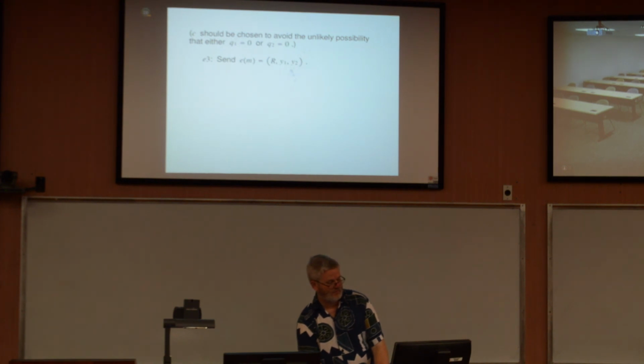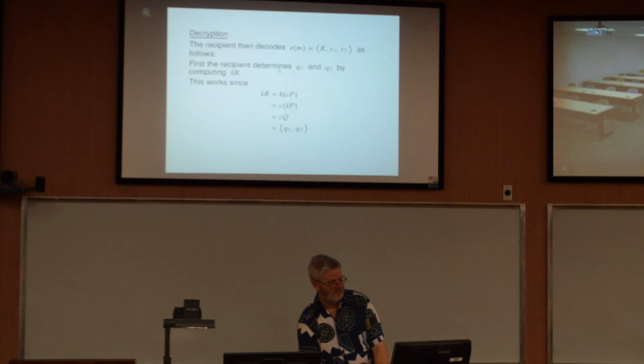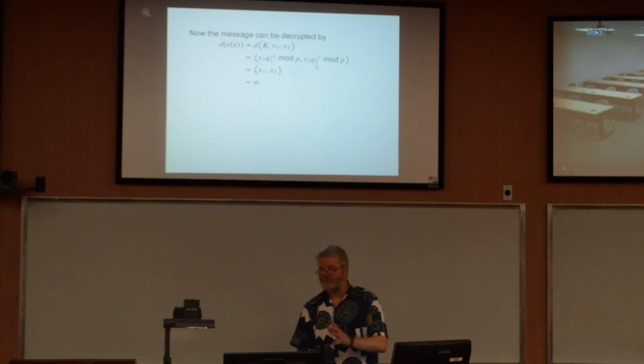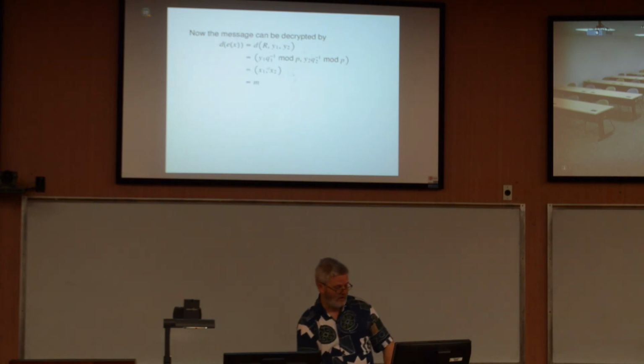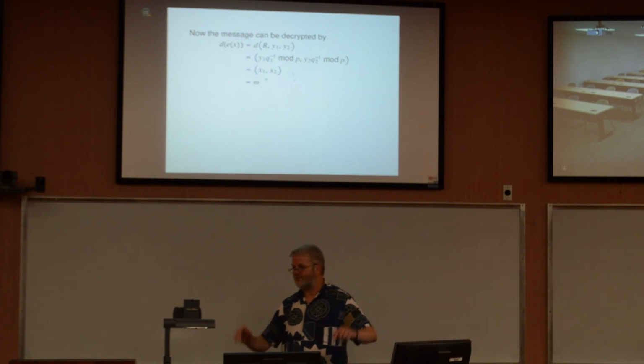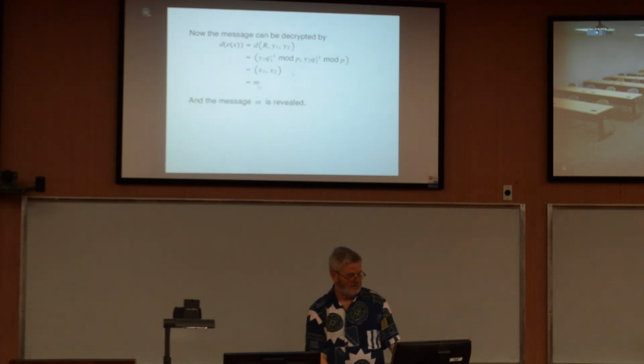So you send the message, which is R and Y1 and Y2, and the recipient decodes this as follows. First, the recipient determines Q1 and Q2 by computing KR. So KR is going to be K times CP. That's the same as C times KP, which is CQ. So they would just multiply the R that's coming in by the secret K, and that would give us the point Q1, Q2. And then you take the inverse, that's the multiplicative inverses we talked about, and multiply the Y1 and Y2 by those Q1 inverse and Q2 inverse, and that gives you back the message. Okay, now the message M is revealed.